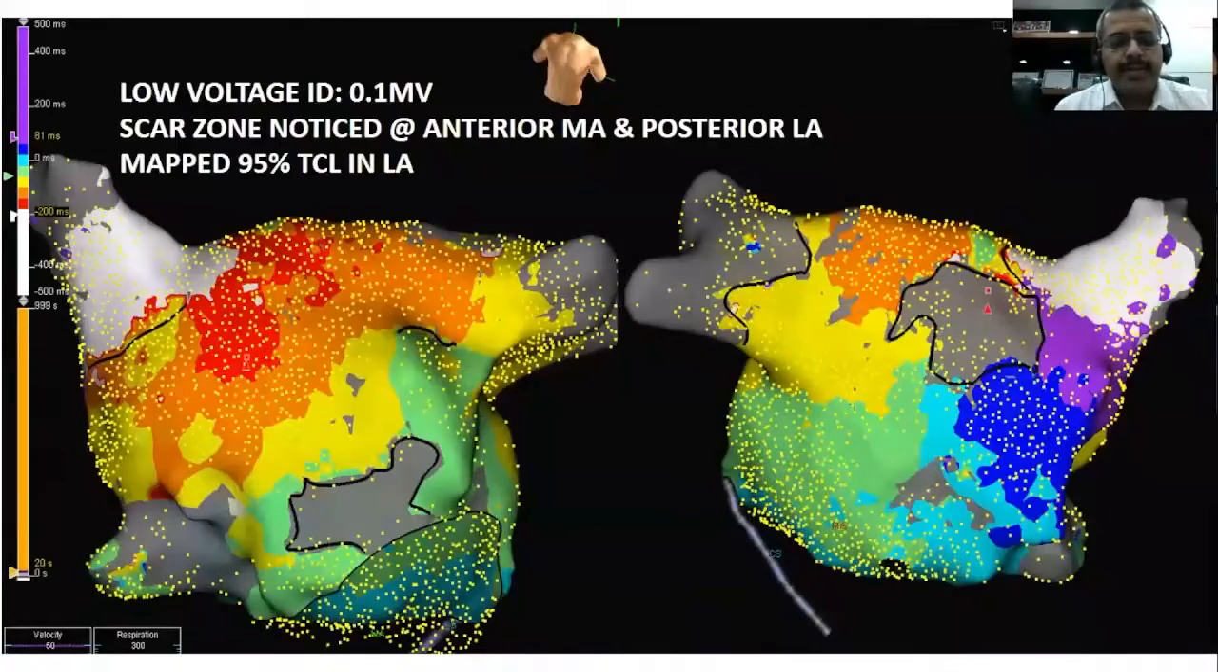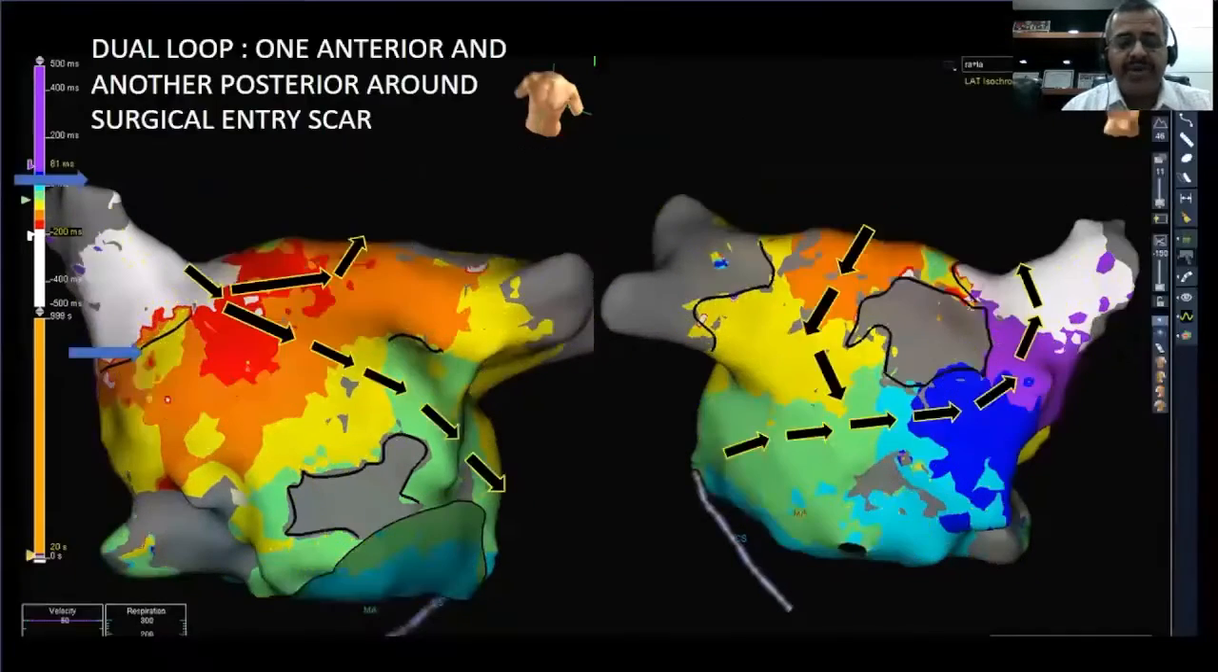And again, with similar voltage settings, 0.11 millivolt low voltage, we identified 2 scars, one in the anterior mitral annulus and one in the posterior LA near the right superior pulmonary vein. And 95% of the cycle length was covered by the left atrium. This was again a dual loop flutter, with one loop in the anterior LA and the other loop in the posterior LA around the surgical entry site scar.